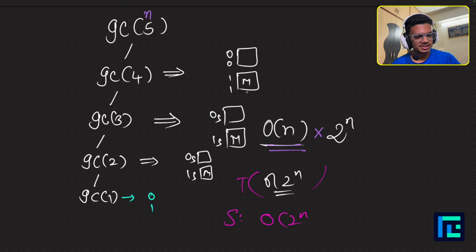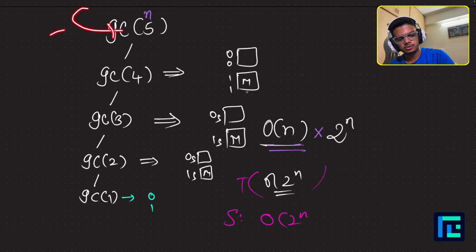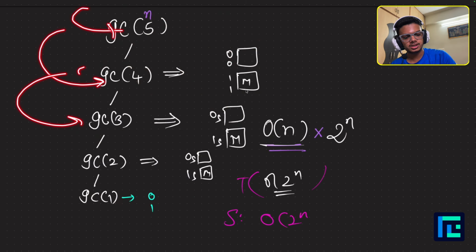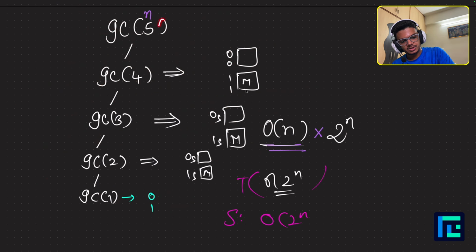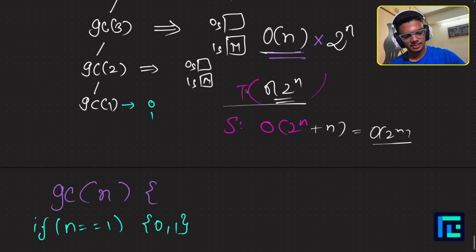And finally, there will be some recursion stack space required as well, right? Because these functions are being called. GC of 5 calls GC of 4, GC of 4 calls GC of 3, and so on and so forth. So this again will be equal to the depth of this recursion tree, which is order of n. So 2 power n plus n, but the dominating factor will be 2 power n. So the space complexity is 2 power n, time complexity is n into 2 power n. Fine. So I guess that's about time and space complexity.